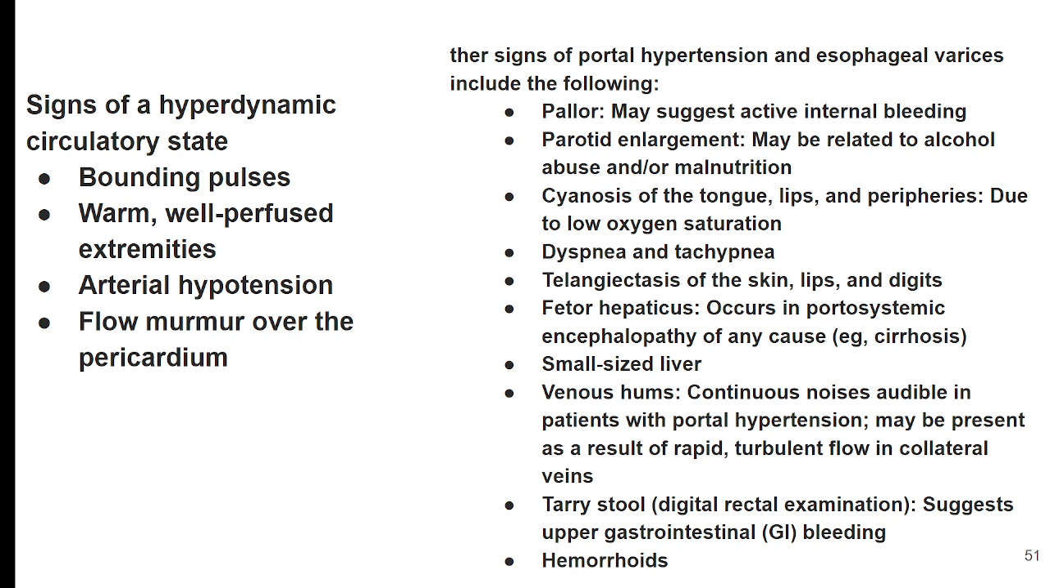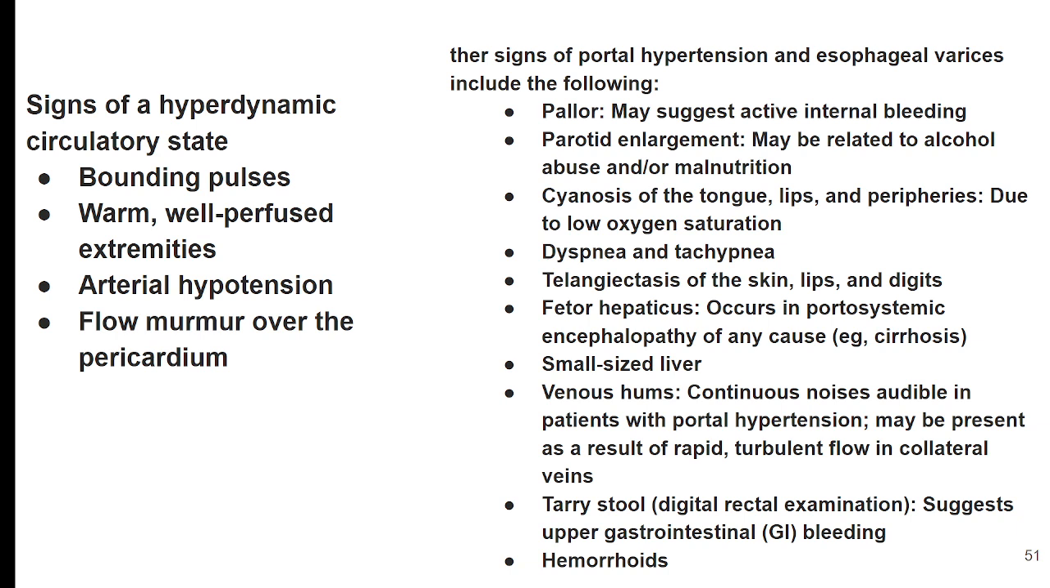Now, portal hypertension can result in bleeding, and that bleeding will result in a hyperdynamic circulatory state. That hyperdynamic circulatory state can present with clinical symptoms of a bounding pulse or palpitation, and warm sweating in the periphery, then hypotension and a murmur in the pericardium. That hemic murmur could be heard due to the continuous blood loss. That could also be a presentation in case of portal hypertension due to the bleeding.